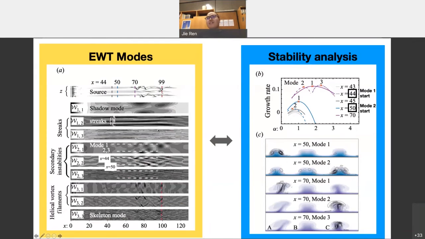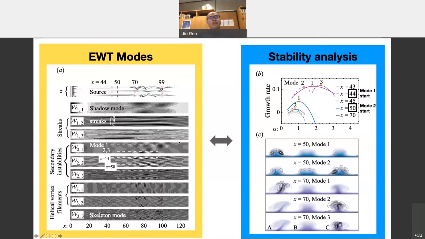From the stability analysis, we see that there are several instability modes. We call them mode 1, mode 2, and mode 3. In fact, from this growth rate, we can see mode 1 starts to grow at x equals 44, and mode 2 starts to grow at 50. And mode 1 is here on this left streak, and mode 2 is on the right streak, basically.